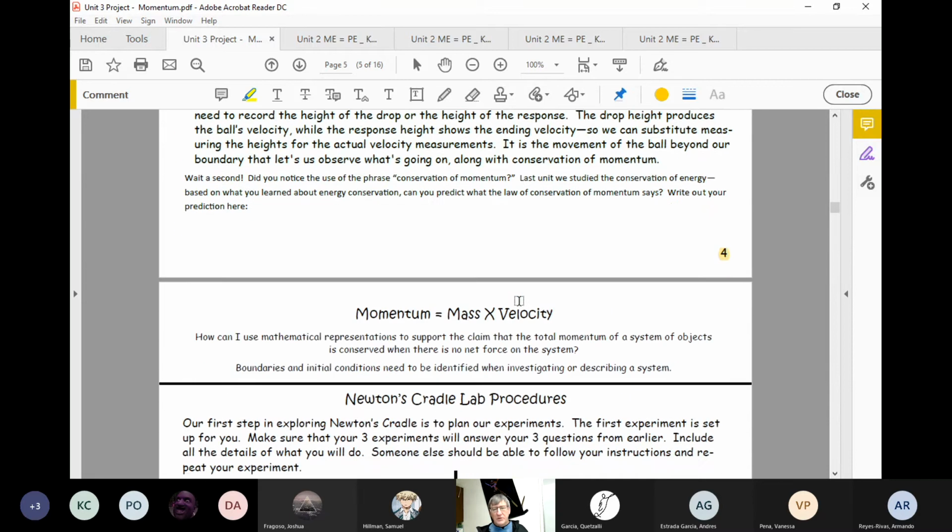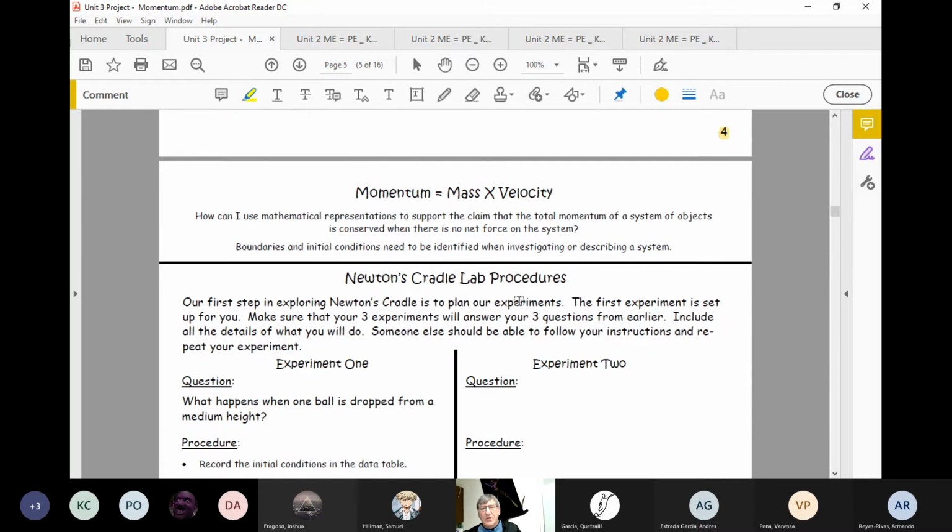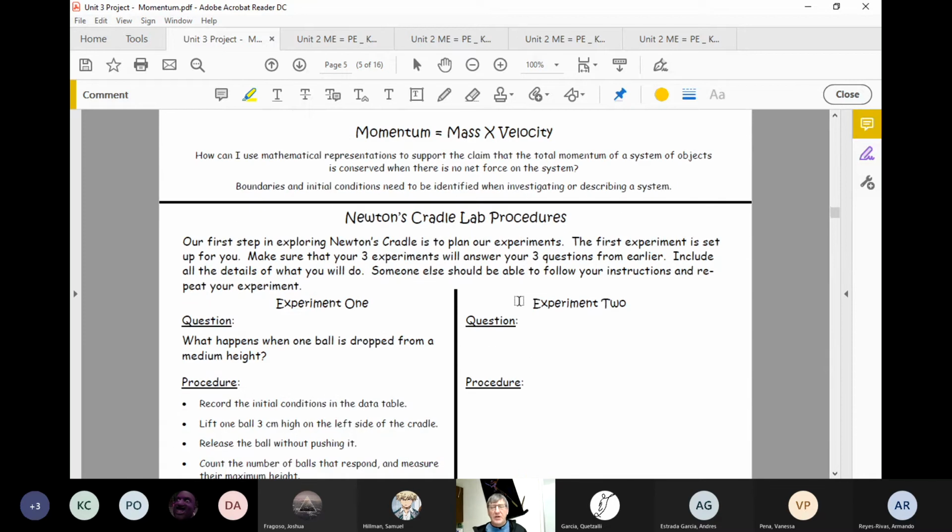Now we're moving on to actually designing our experiment on page 5. So go ahead, you can jump to page 5 by using these arrows, or you can scroll to it.